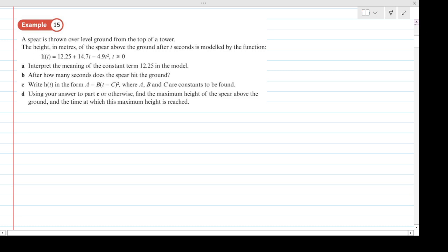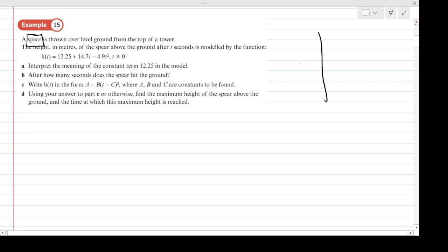And last time we looked at sketching the graphs of a quadratic. And in general, if we have minus 4.9t squared, it's a negative, so it's going to be like a frowny shape. And again, because a spear is thrown, something thrown in the air, as we discussed earlier, it's going to form this sort of frowny shape. But anyway, that's what the quadratic will look like. It's something like this, right? Because it's negative. But that just helps us visualize what we're working with. Okay.